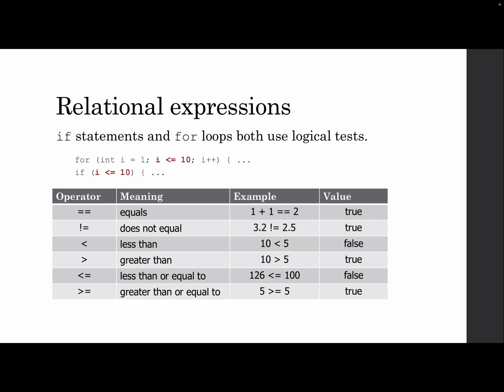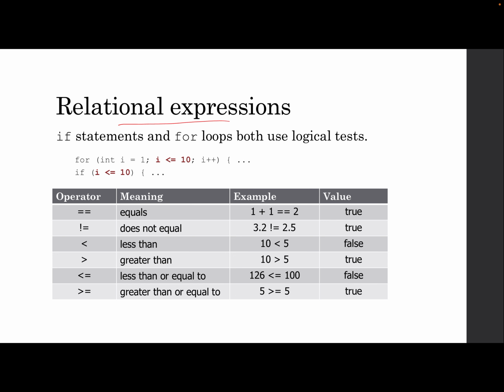Before we can really use things like if statements, for loops, while loops, we need some way of asking questions like, is this thing equal to this or less than? We need a way to get our Boolean conditions. So we need a way to test whether something is true or false. And this is where relational expressions come into play.